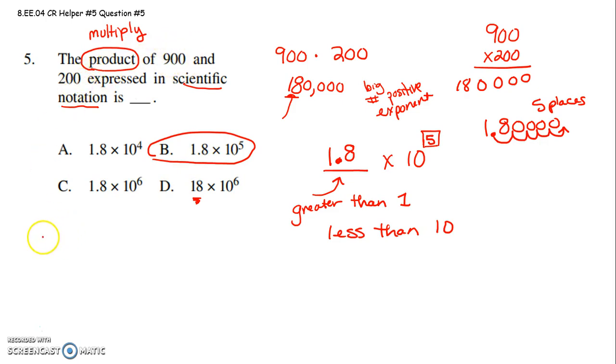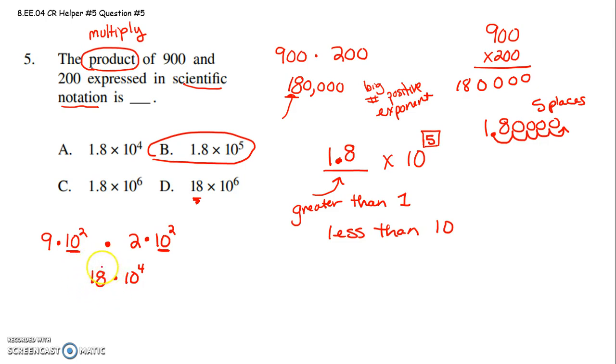900 times 200. You could have done 900 is the same as 9 times 100, or 9 times 10 to the second, times 200 is the same as 2 times 10 to the second. So then you could have done 9 times 2 is 18 times, keep the base of 10, then you just add those exponents. 2 plus 2 is 4. When you're multiplying, you keep the base, you add the exponents.